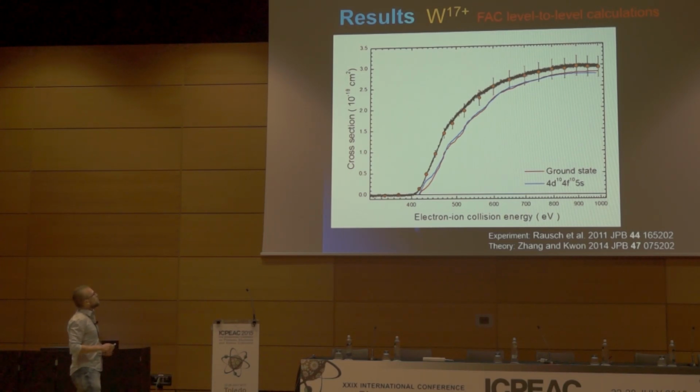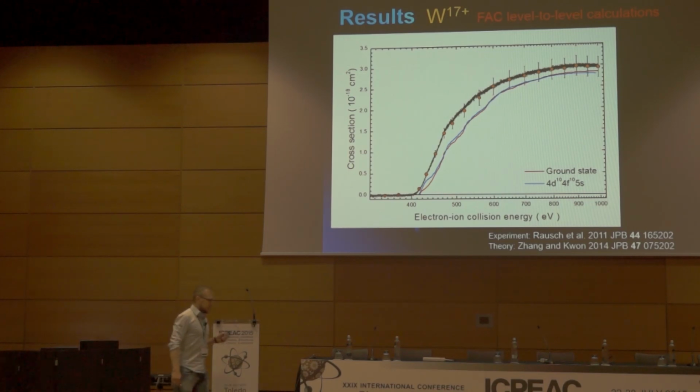So now we come to tungsten 17+. Here I show our already published data from 2011 compared to the recent calculations of Zhang and Quan, also in level-to-level approach. For the ground state and for the first and lowest state of the first excited configuration, we can also observe quite good agreement, especially at higher energies. The calculations are still a little bit lower, but still within the error bars.